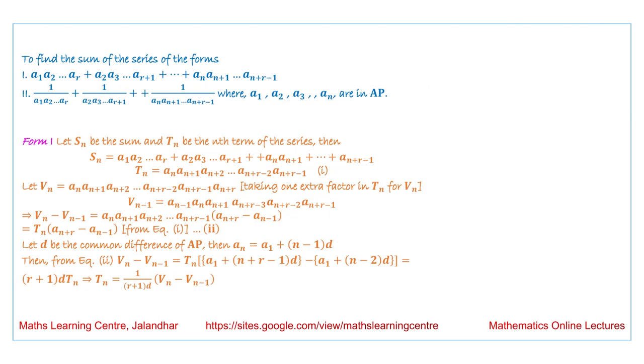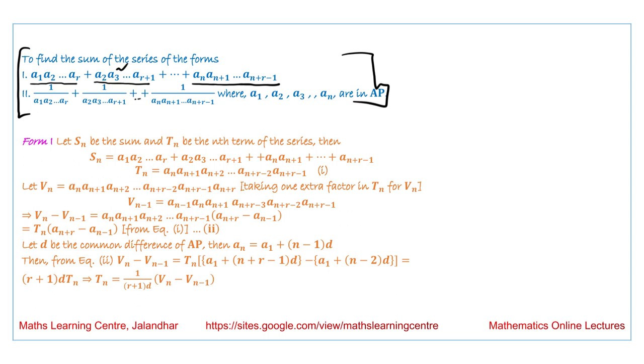Now next we are going to find the sum of the series corresponding to these two forms. In the first form, we have the terms a1, a2, a3, ar plus a2, a3, and so on up to ar plus 1, and an plus 1, and so on up to an plus r minus 1. This is the first form we are going to discuss.